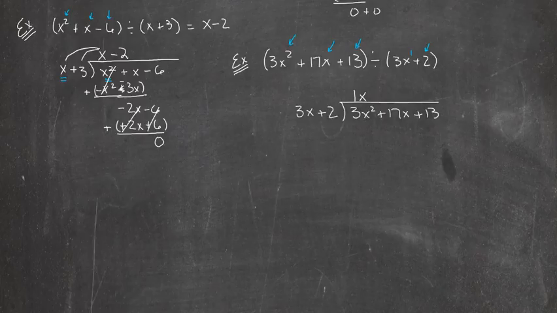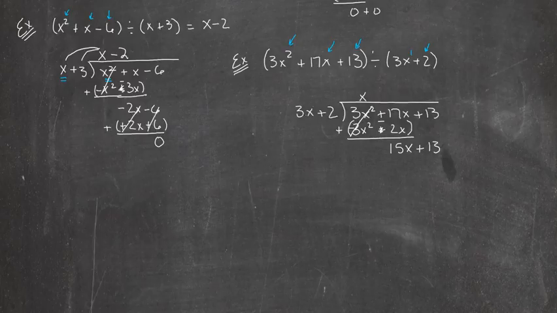Okay, now do my multiplication. I'm going to erase this one because it's just in the way. I put it there to make a point, but I don't need it anymore. So x times 3x is 3x squared, and then x times 2 is plus 2x. I have to subtract this whole number, which means change all the signs inside and turn it into addition. 3x squared minus 3x squared is 0. 17x minus 2x is 15x plus 13, bringing down the 13.